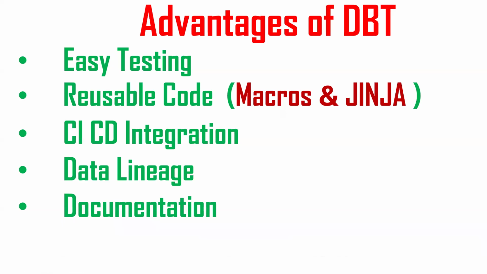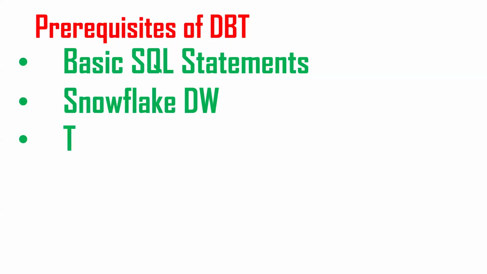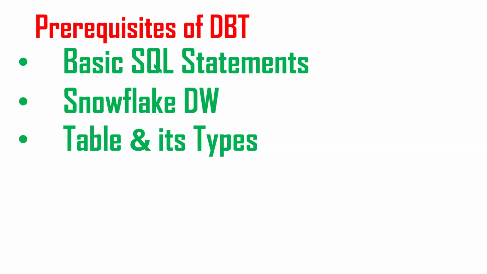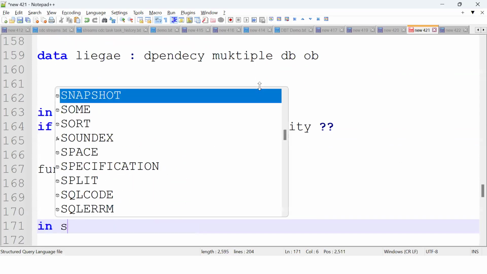Any questions so far? Remember, if you want to learn DBT, we should have a basic understanding of SQL statements, the select statement and the WITH clause, and the Snowflake data warehouse and table types. Tell me, in Snowflake, what are the important table types we have?